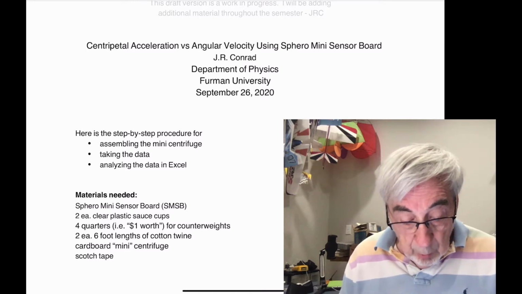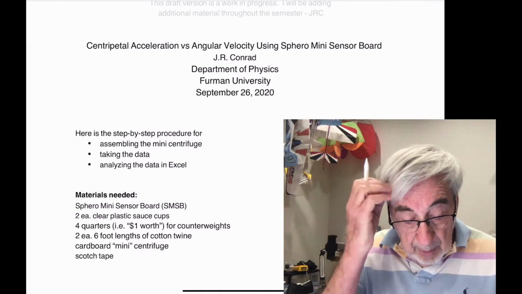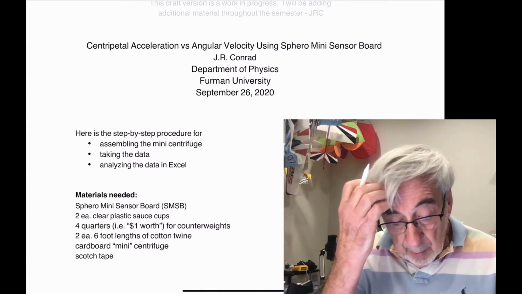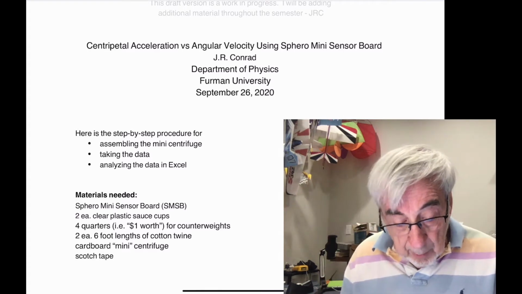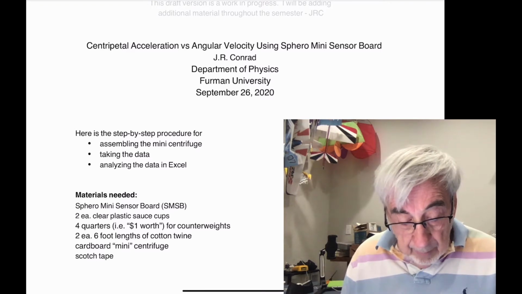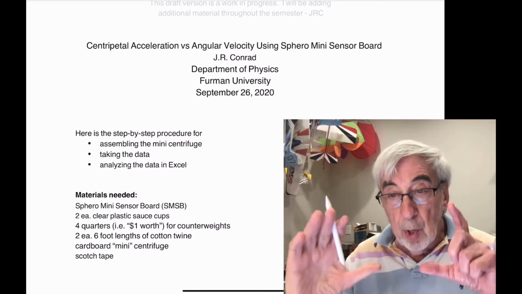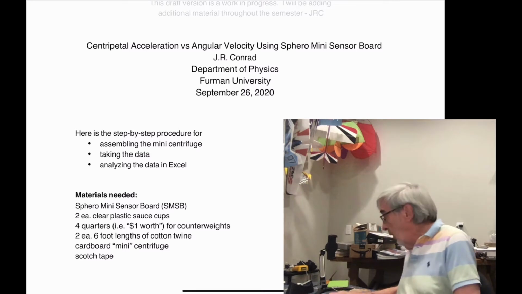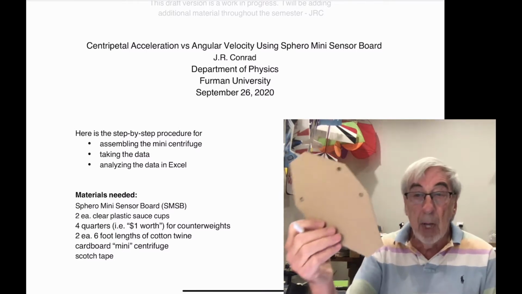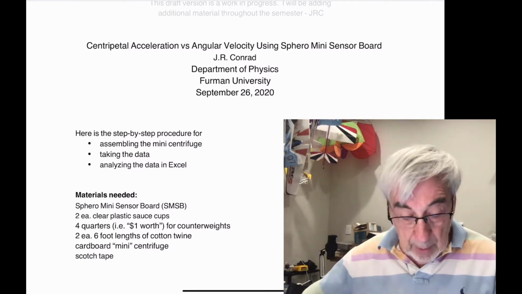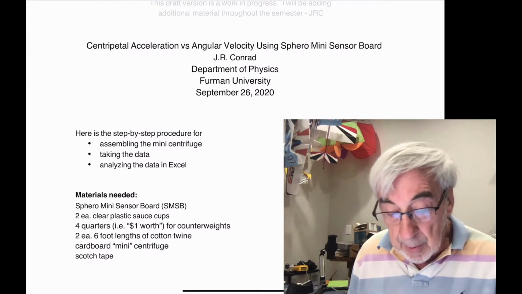You need the sensor boards, the little plastic cups. I said 8 quarters. You just need $1 worth of quarters for the counterweights. A couple of lengths of twine and the little cardboard mini centrifuge piece that you also got in that home kit package. You need that and some Scotch tape.